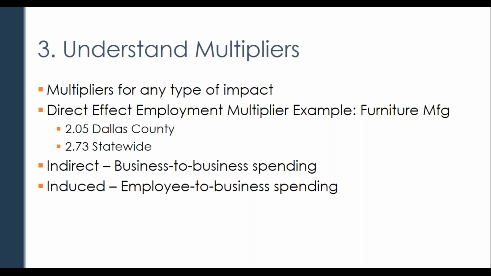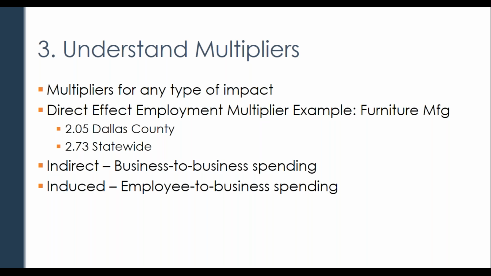As we see here, there are 2 different numbers for this furniture manufacturer. We have one for Dallas County, and that's 2.05. We'll talk about what that means in a second. And we see the statewide multiplier is 2.73. So the multipliers, again, are going to vary by industry and by region, so we need to make sure that we're getting the right piece there.